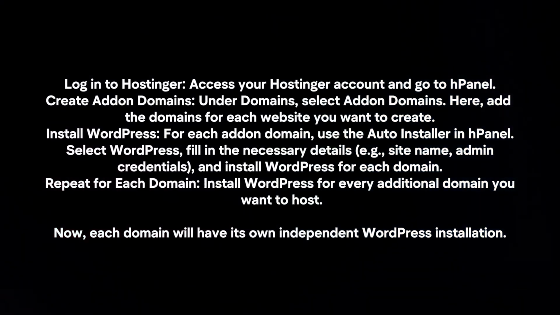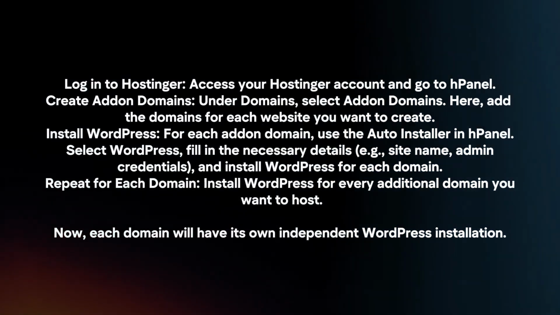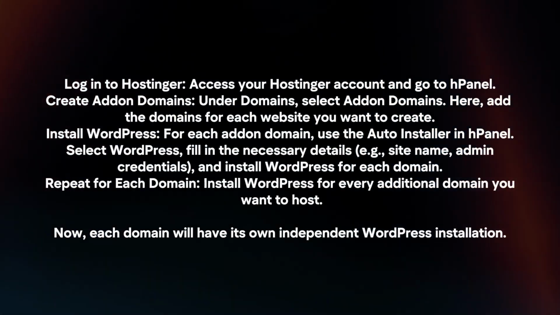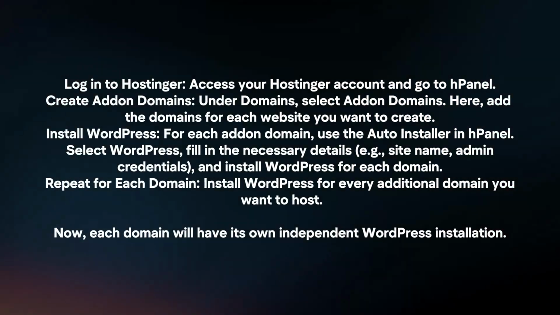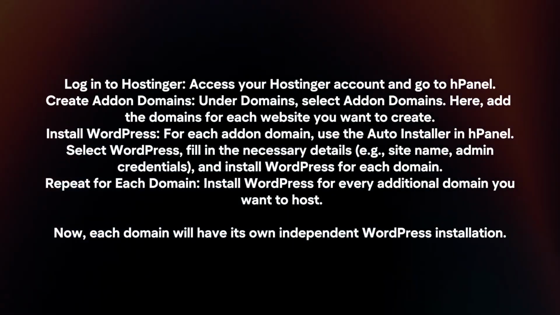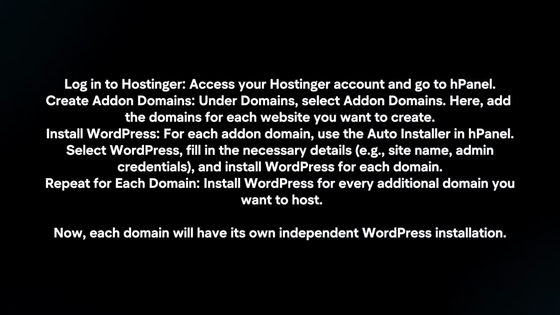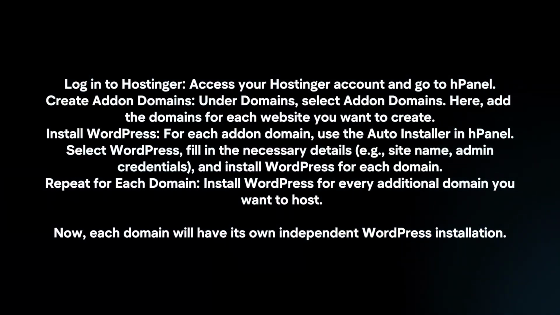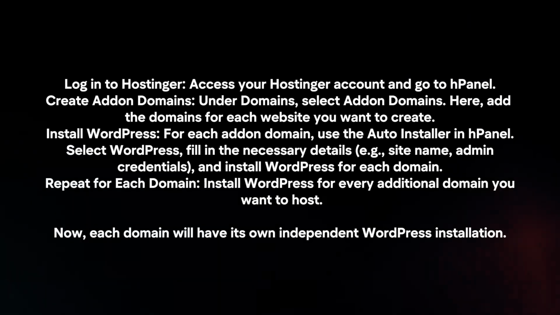Install WordPress. For each add-on domain, use the auto installer in hPanel. Select WordPress, fill in the necessary details, and install WordPress for each domain. Repeat for each domain. Install WordPress for every additional domain you want to host. Now, each domain will have its own independent WordPress installation.